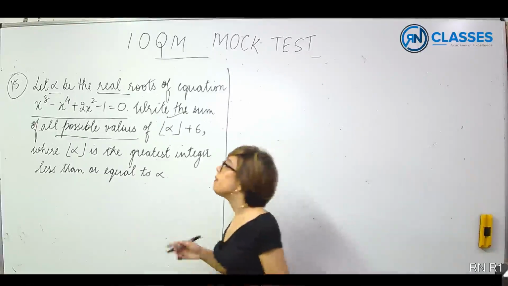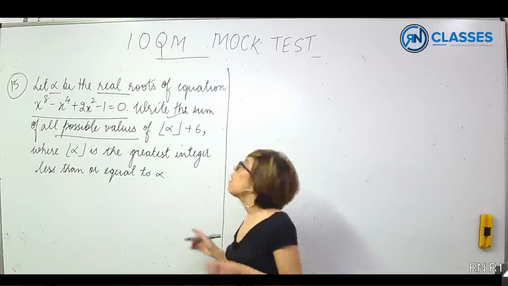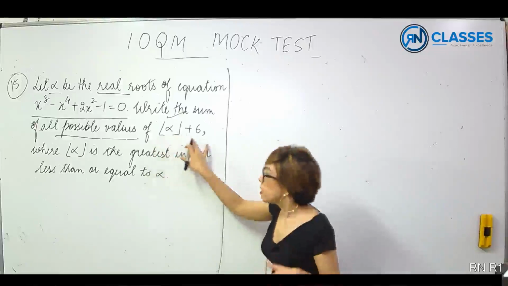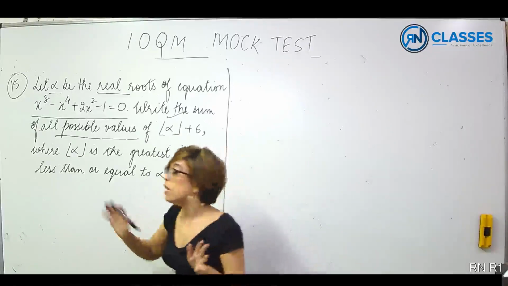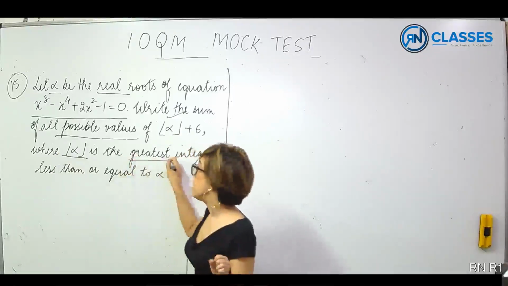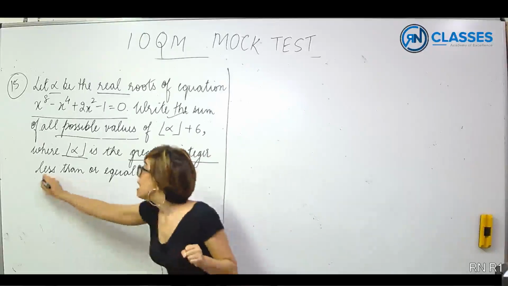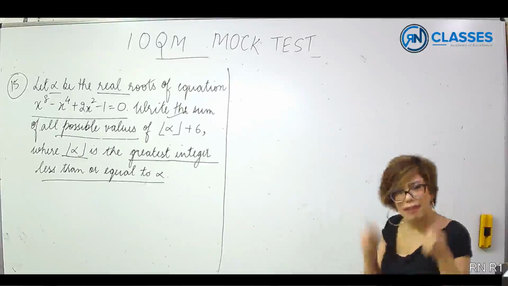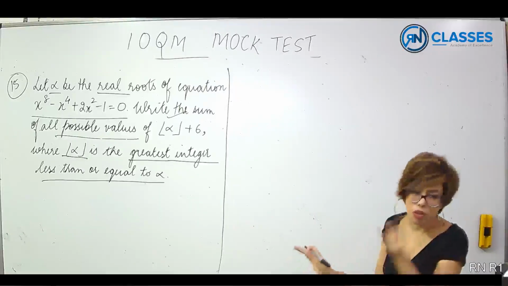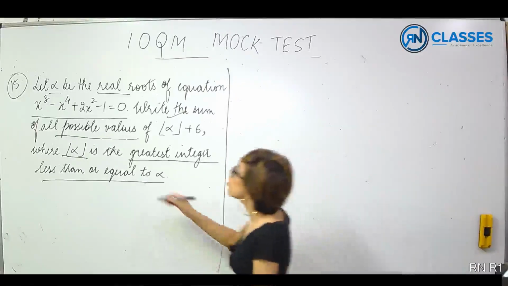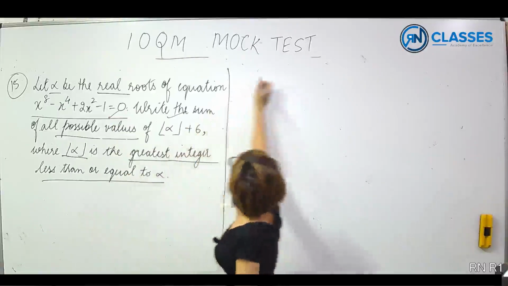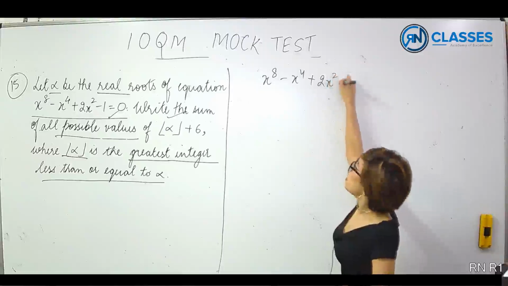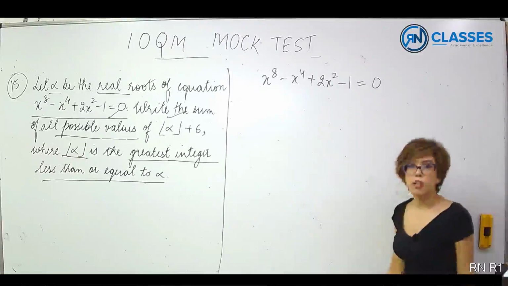Now he says let alpha be the real roots of the equation. Write the sum of all possible values of [alpha] plus 6, where he has defined [alpha] as the greatest integer less than or equal to alpha. First of all, let me try to find the roots and then we'll figure out about this function. Now he says you need to solve this equation: x raised to 8 minus x raised to 4 plus 2x square minus 1 equals 0. I need to solve it.